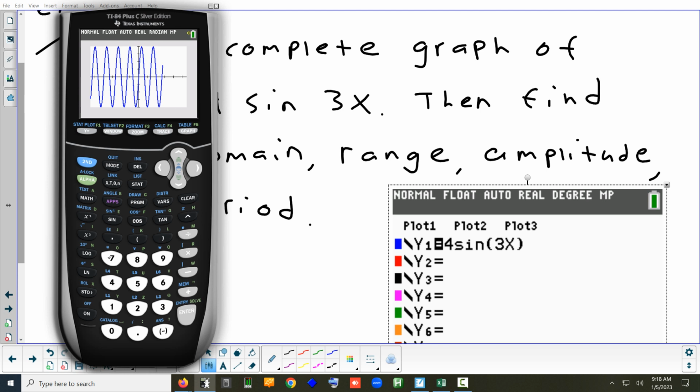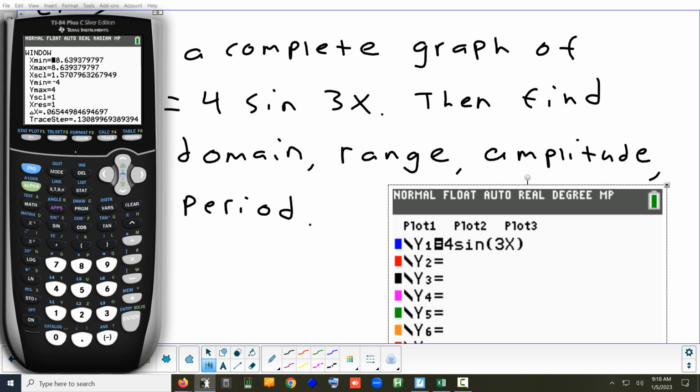The window's okay. It does technically show everything, but it's a little close to the edge on the high and the low because we've stretched this by a factor of 4. When you do zoom 7, it sets the Y min and the Y max to 4 and negative 4, so it just barely fits on the screen. What I would probably do, after you do zoom 7, is change it to like negative 6 to 6. That'll give you a little bit more room on the y-axis.